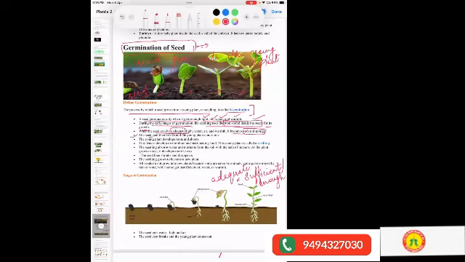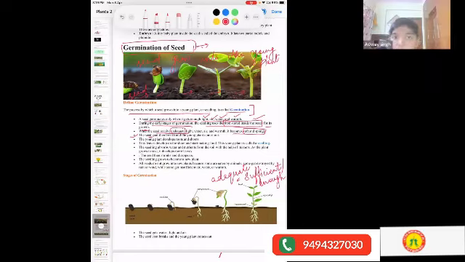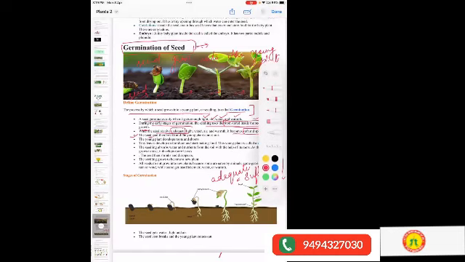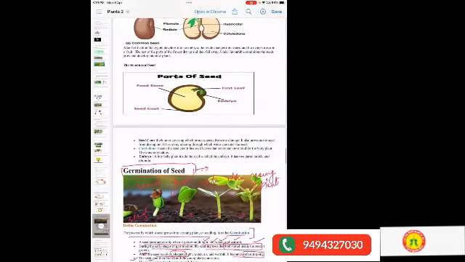The seed coat. Advay, where is the seed coat present in the seed? Ma'am, the outer covering of the seed is called the seed coat. Very good. If I show the seed structure, let me show you the seed. So this is a seed, right? This outermost covering of a seed is called the seed coat.